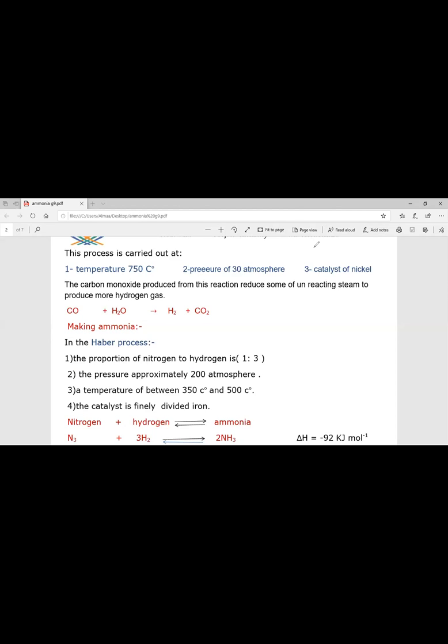The next point in our process is very important. The proportion of nitrogen to hydrogen is 1 to 3. The pressure is approximately 200 atmospheres. The temperature is between 350 degrees Celsius and 500 degrees Celsius. The catalyst is finely divided iron.